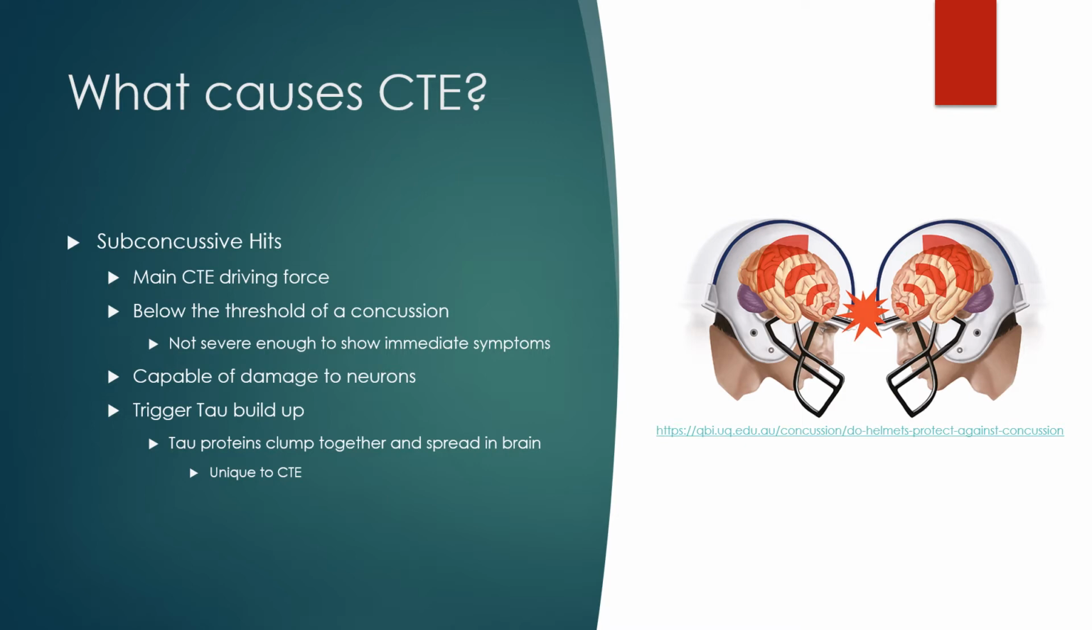Unlike other neurodegenerative diseases, the progression of CTE is fueled by repetitive subconcussive impacts that cause a buildup of tau protein in the brain. This protein forms clumps and spreads to other areas of the brain. Also unique to CTE, tau clumps tend to collect around blood vessels and the cortical sulci.